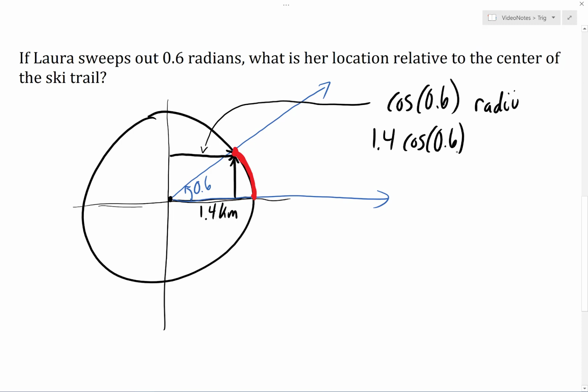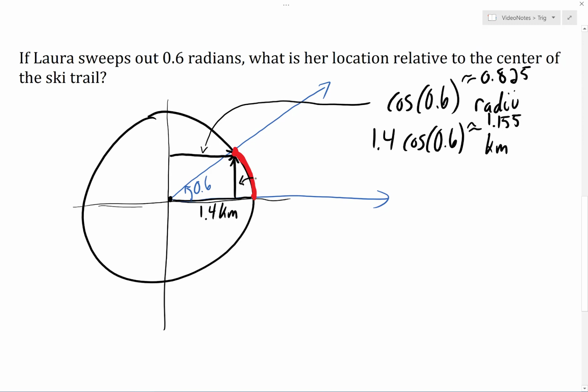Now we can compute values for these things. So cosine of 0.6 is roughly 0.825, and 1.4 times cosine of 0.6, which is a number of kilometers, has a value of about 1.155. So she's about 0.825 radii to the right of the center of the ski trail and about 1.155 kilometers to the right of the center of the ski trail.